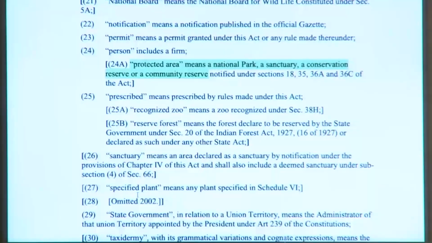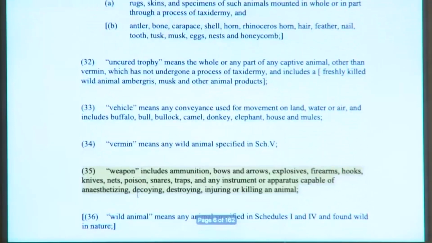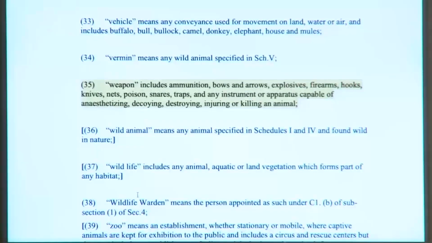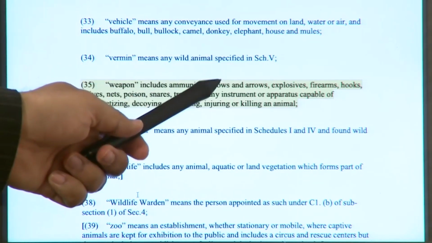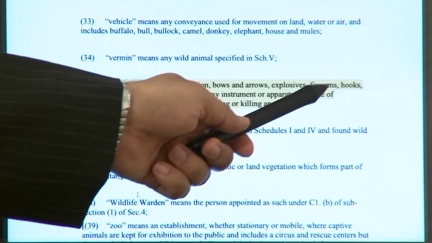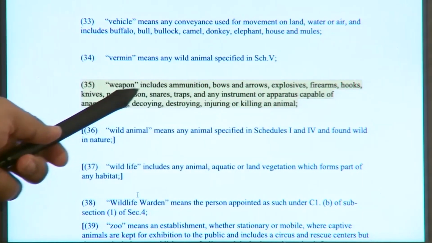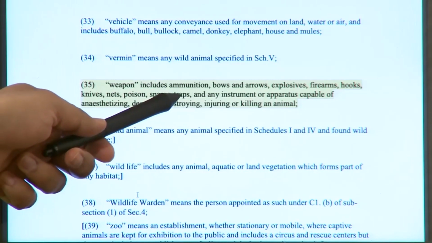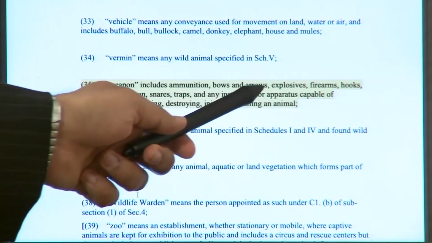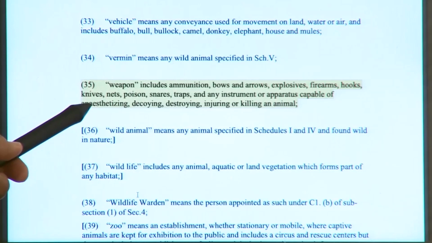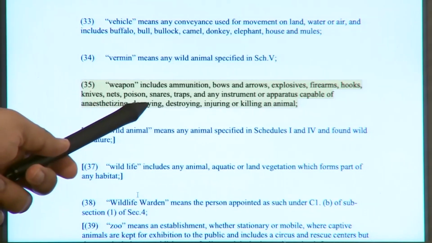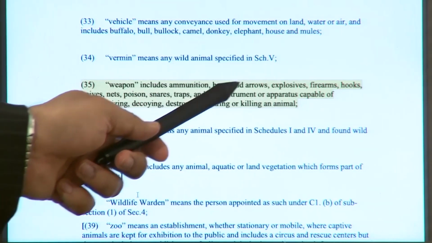Protected area means national park, sanctuary, conservation reserve, community reserve. Weapon, what is a weapon? Now, the Wildlife Protection Act defines weapon as including ammunition, bows, arrows, explosives, firearms, hooks, knives, nets, poison, snare, traps and any instrument or apparatus capable of anesthetizing, decoying, destroying, injuring or killing an animal.